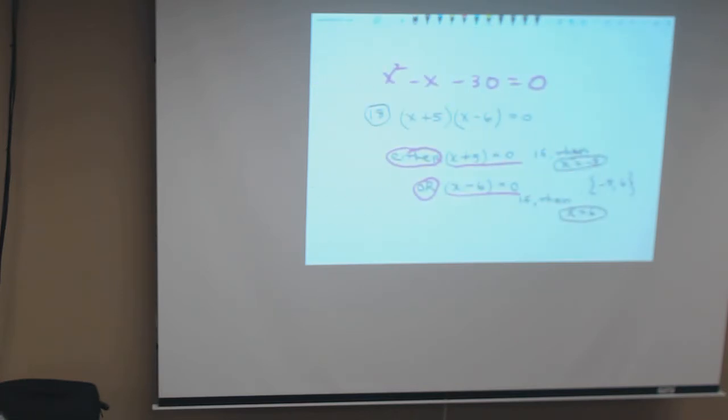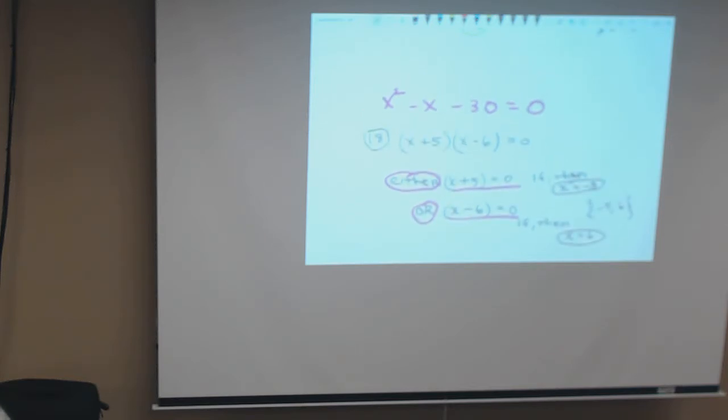So are there any here that, number 18? They've already factored it. So they've already factored x plus 5 and x minus 6 equals 0. So either x plus 5 is 0 or x minus 6 is 0. So the answer is what? Negative 5 and 6.